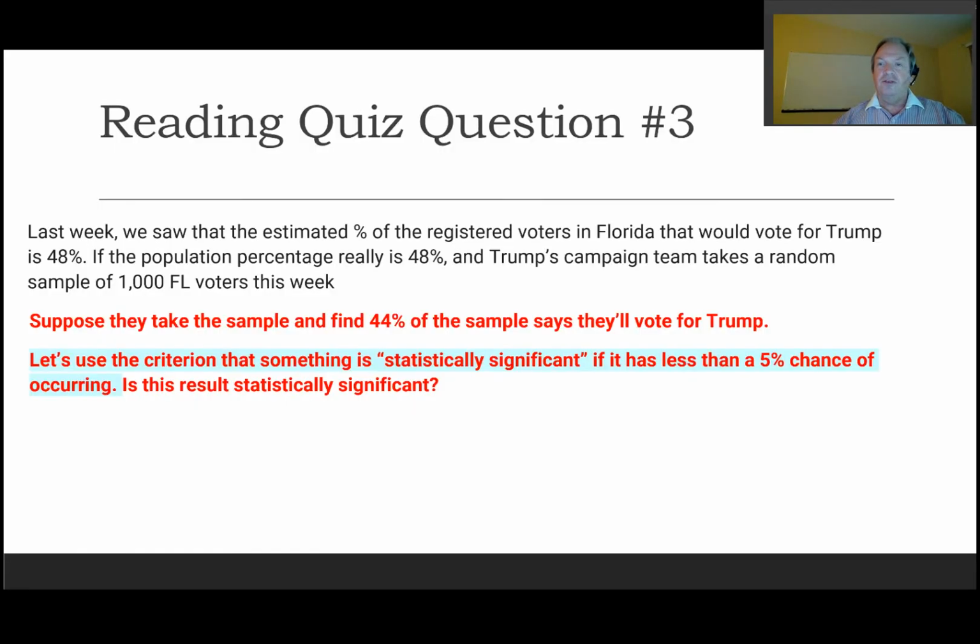So let's assume the same thing, that the population's really 48%. The Trump campaign takes a random sample of 1,000 voters. And let's suppose they take the sample, and this time they don't get 50%, they get 44%. Now, remember this criterion that we used way back in the beginning of statistically significant. We said if there was less than a 5% chance of something occurring, it was statistically significant.